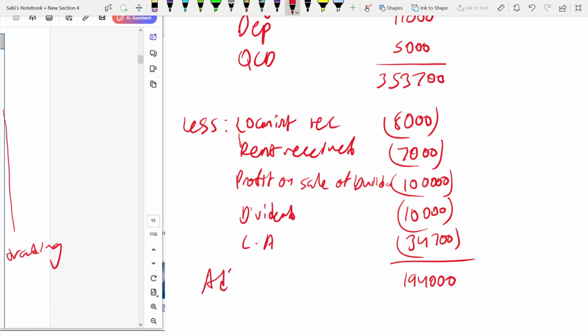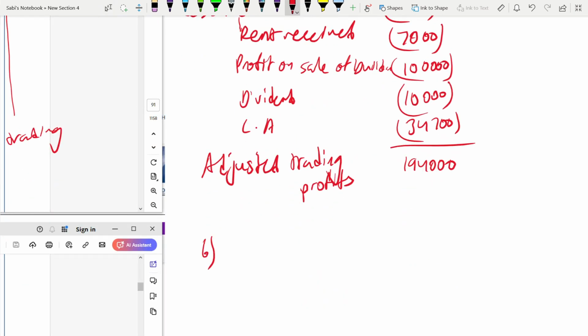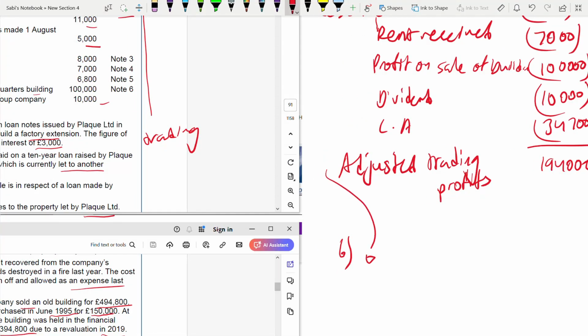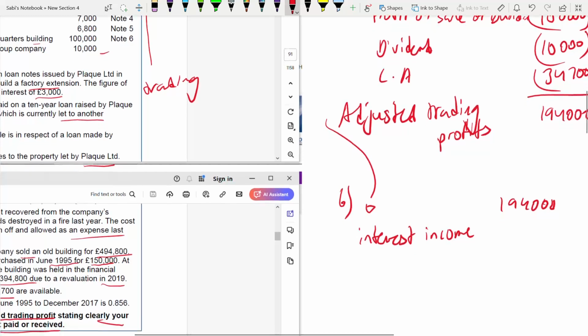So this is your new adjusted trading profits. Now coming to corporation tax, you have to find out. Remember, for corporation tax, you need your tax adjusted trading profit. You need this here. So 194,000. Next, this is trading profit, tax adjusted trading profit. Now you need interest income. You need property income. Then there is a chargeable gain.